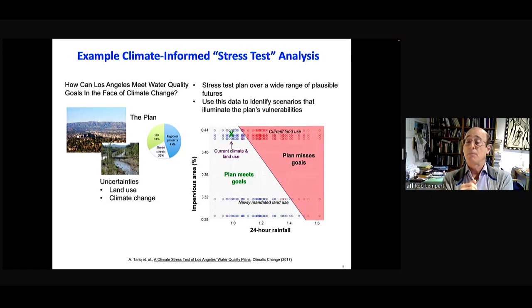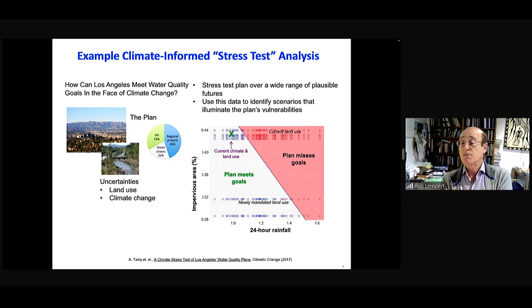And the answer you get looks something like this, where, not surprisingly, it's the 24-hour rainfall intensity and the impervious area of the city surface, and then that line across the two does a pretty good job, actually the best job you can do with a straight line in this multidimensional space, of distinguishing the red and the blue dots. And you get on the right, the cases where the plan misses federal water standards, on the left where it does. The green X up there is the baseline conditions used in the plan.